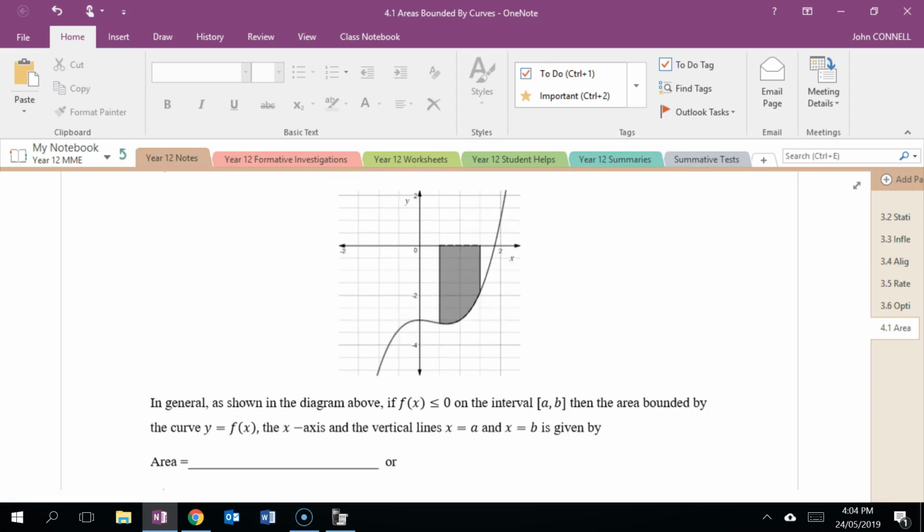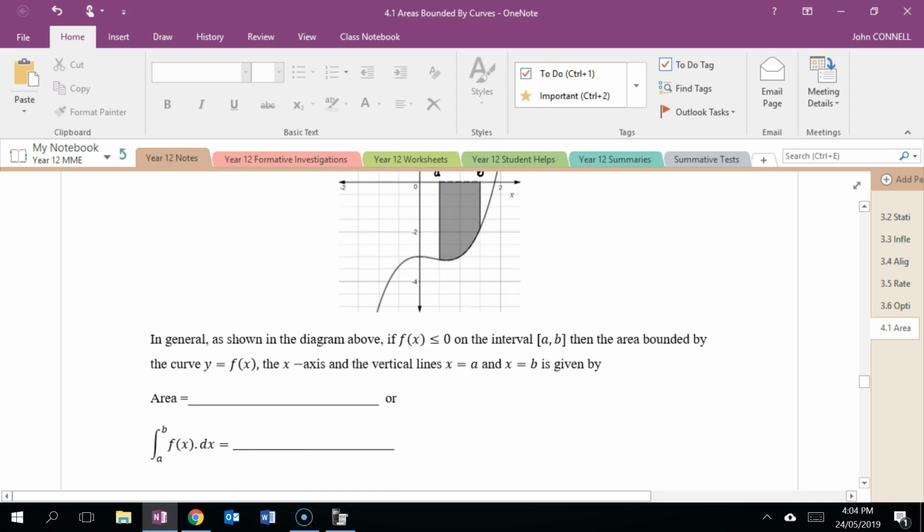So if we look at this function here, the function's below 0 between these two lines. So this is the line x equals a, and this is the line x equals b. So the area bounded by the curve, the x-axis and the vertical lines is given by the negative of the definite integral from a to b of f of x dx, or the integral is equal to the negative of the area. So there's these two key formulae that we pick up that are going to be useful.